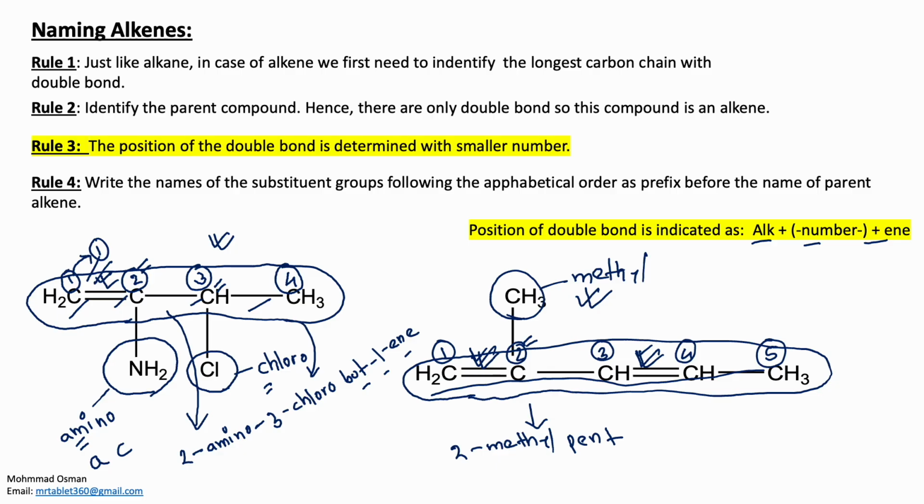The position of my first double bond is at 1. So pent-1, comma, and the position of the second double bond is at position 3. So 1,3-diene. Why diene? Because there are two double bonds. That's why diene. So the name of the compound becomes 2-methylpenta-1,3-diene.